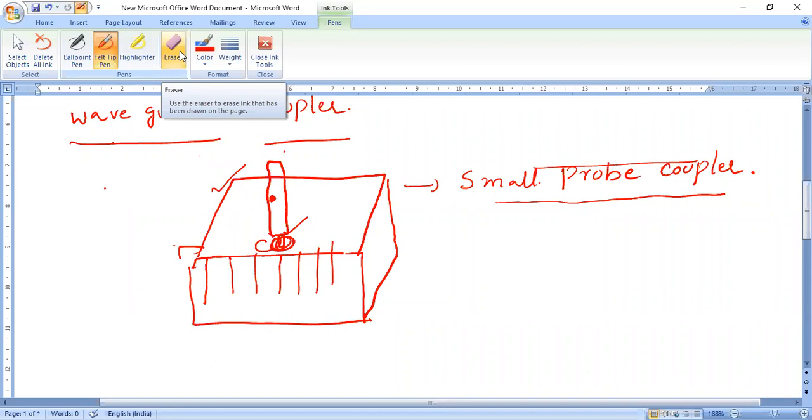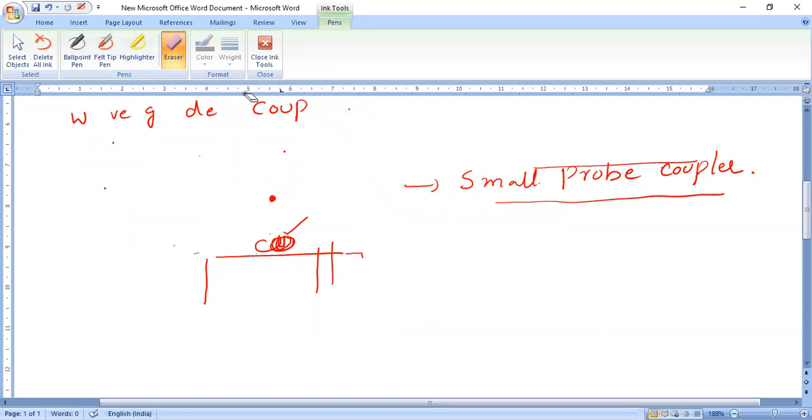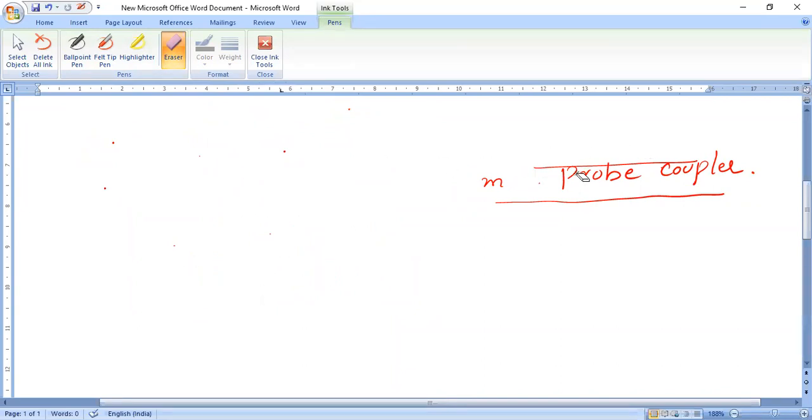I'll go for the second coupling technique, that is probes and loops. Loops is another technique used to couple the input into the waveguide. I'm trying to explain the loop coupler. These notes I'll post, please go through them. Actually the first four points are somewhat like theory only. I'm going to explain those things.